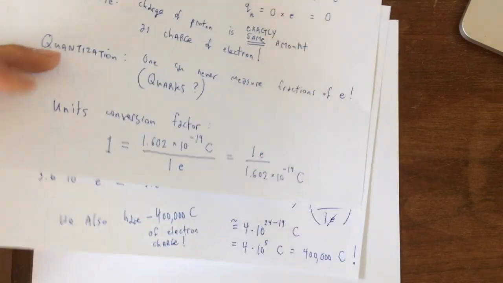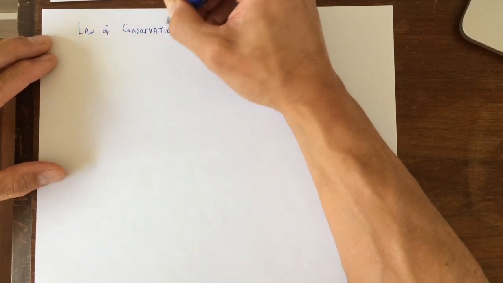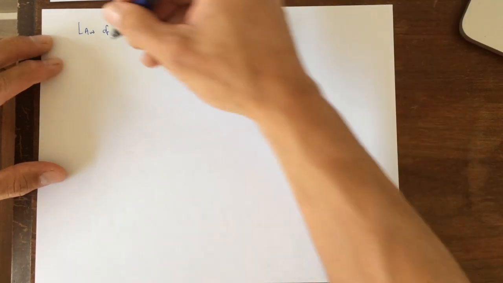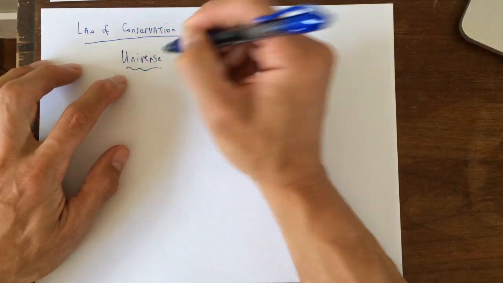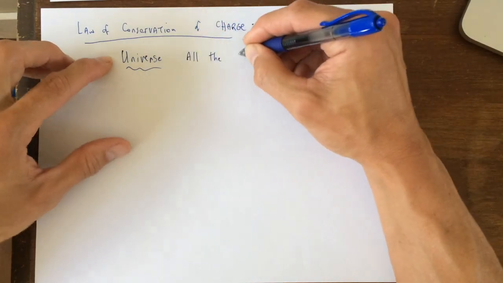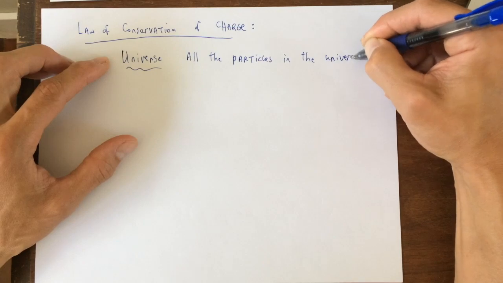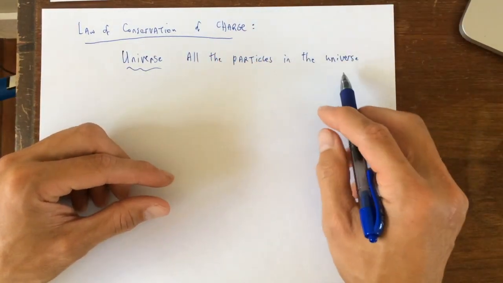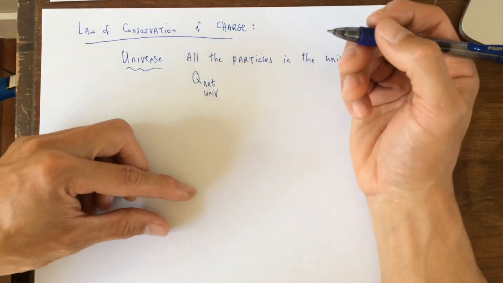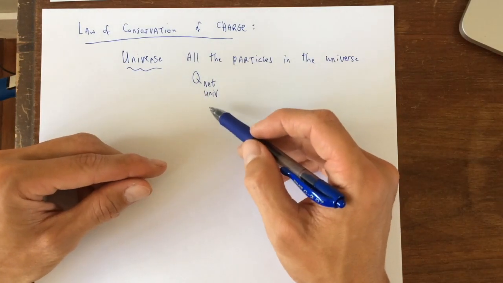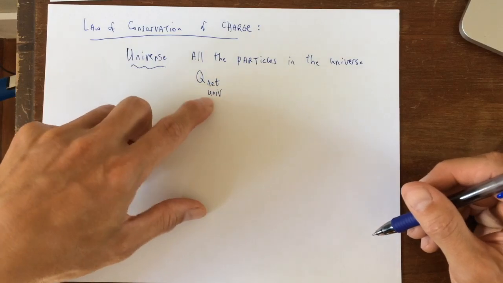Okay, next topic is the law of conservation of charge. The idea here is it really refers to the entire universe. So if I take all the particles in the universe, and it's absurd to imagine actually trying to do this, but the idea is there is a certain net charge of the universe. So it's the net charge of the entire universe: the number of protons in the universe minus the number of electrons in the universe times the fundamental quantized charge E. So this is talking about the entire universe.